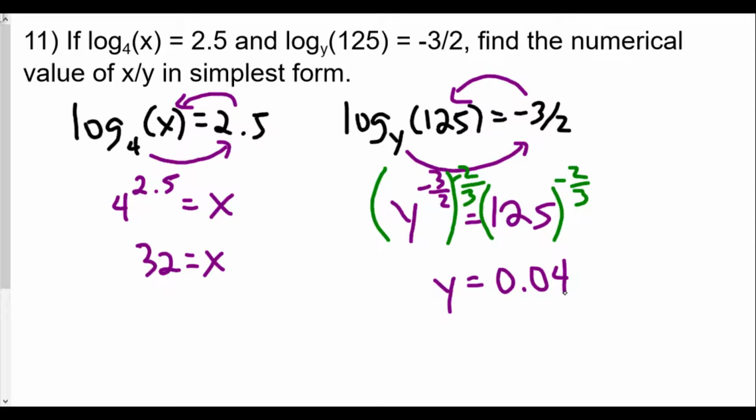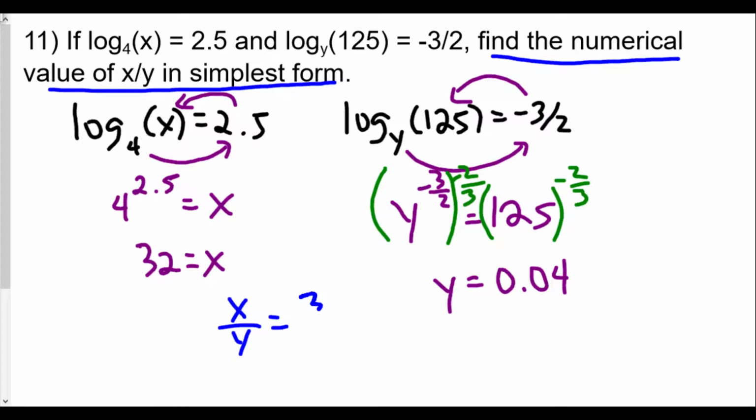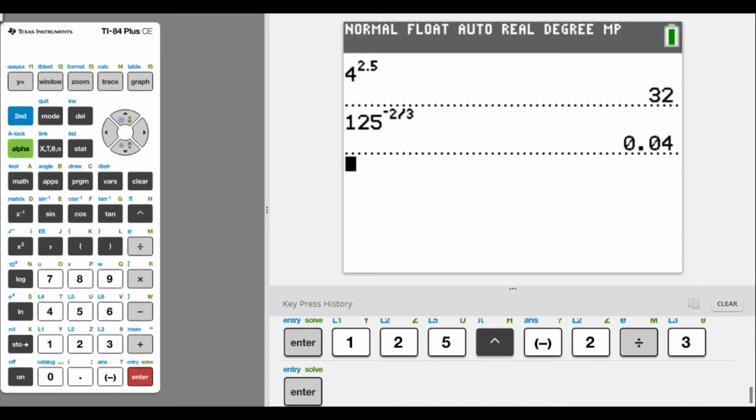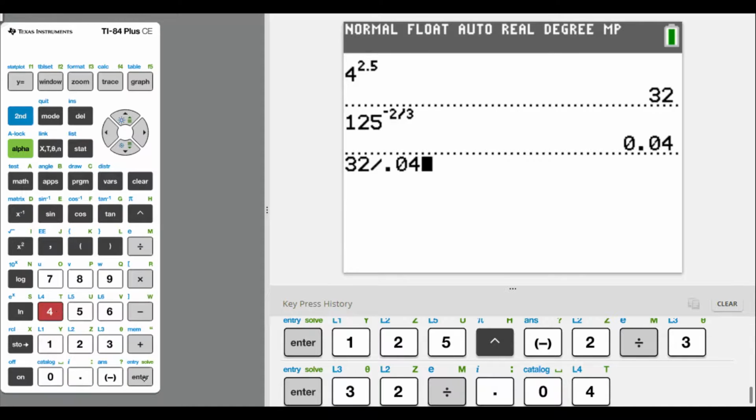Okay, now we're almost done. The problem says to find the numerical value of x over y in simplest form. So x over y would be 32 over 0.04. Now this is not simplest form, because you have a decimal. So we go back to our calculator and take 32 divided by 0.04, and we get the value of 800. And that's what x over y is equal to.